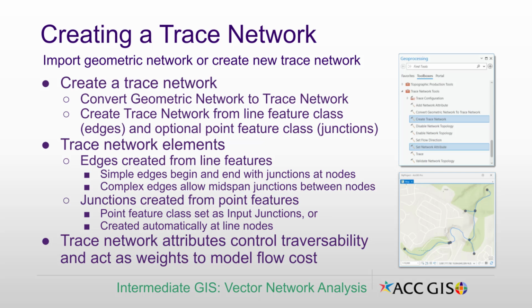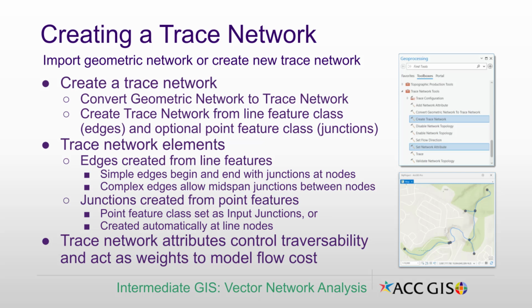Trace network elements include edges and junctions. The edges are created from line features, and they can be simple edges that begin and end with the junctions at the node, so all of a resource travels from the begin junction to the end junction, or as complex edges that allow mid-span junctions that can bleed off your resources as it traverses your edge.